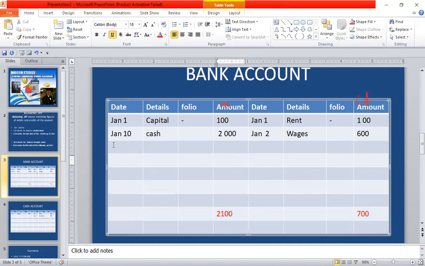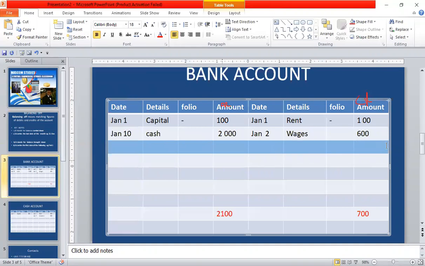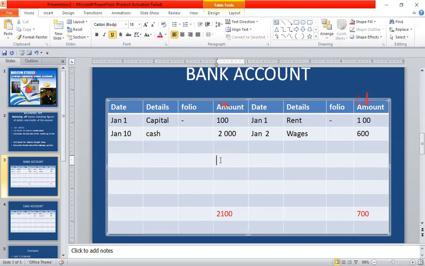You skip one line first. What's more important, you skip one line. Please try to skip this line. Okay, then you put double lines on this one, but let's put the figures first. So we are comparing the amounts in the debit side and the amount on the credit side. The big amount, you take the big amount. In this case, the big amount is 2,100. We write 2,100 on both sides. Remember, it's balancing off. As the big amount, you write it on both sides.